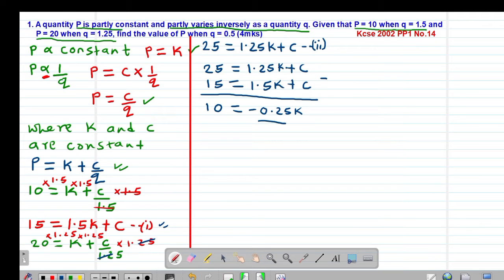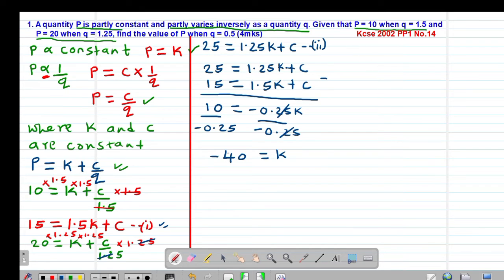So I'll divide through by negative 0.25. I also divide through by negative 0.25 so that I can get the value of k. So 0.25 will cancel out, so that means the value of k will be equal to 10 divided by negative 0.25. So this is going to give me negative 40. So the value of k is negative 40.